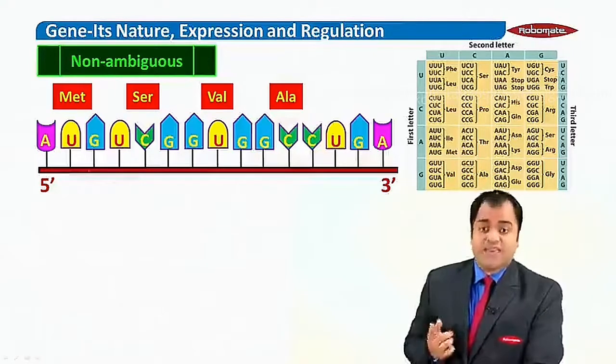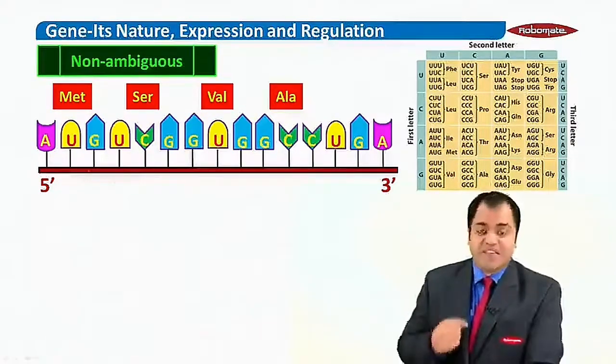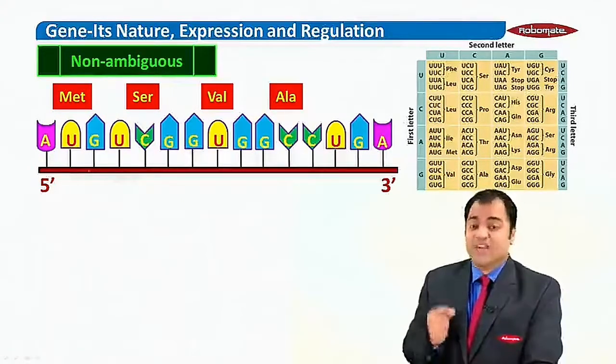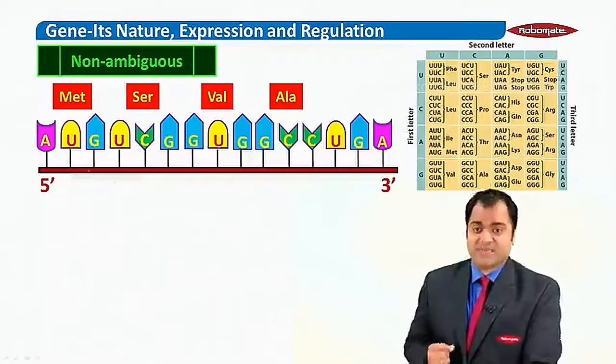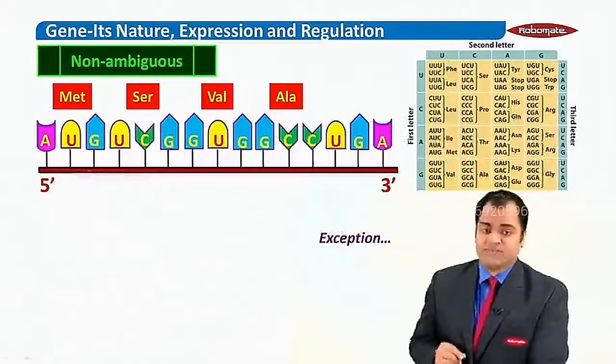So what you see here is every codon codes for only a specific amino acid and no other, and that is why the genetic code is non-ambiguous. But there is an exception here. Let us see what is that exception.